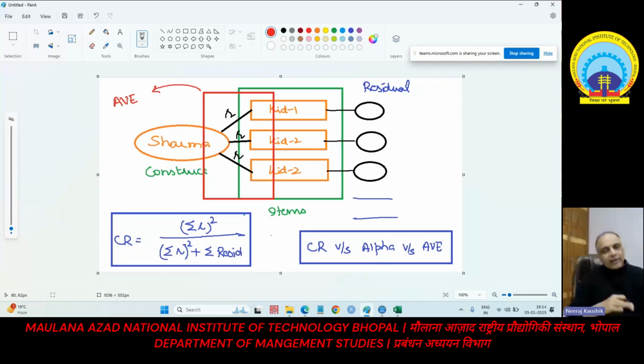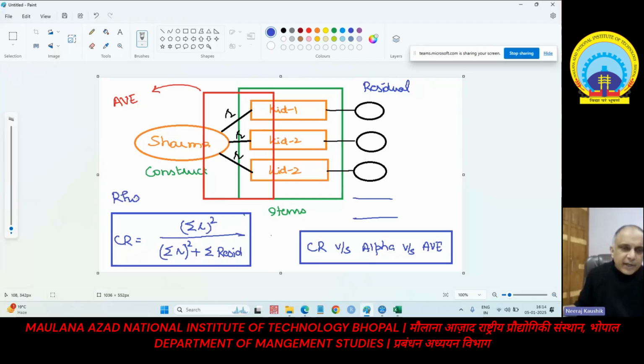Parent love on an average for the kids. The relation between the parent and the kid, on an average, will be called AV. The relation between the kids will be called alpha. And when you consider the external members also, friends and colleagues and all those, this will be called composite reliability. And the fourth one, rho, is very similar to composite reliability.